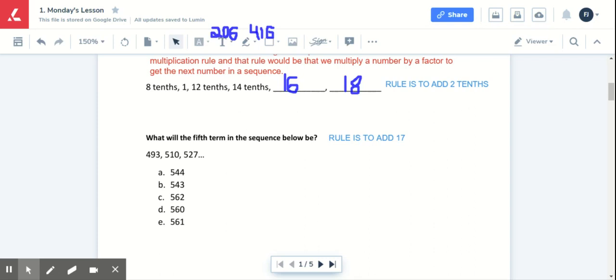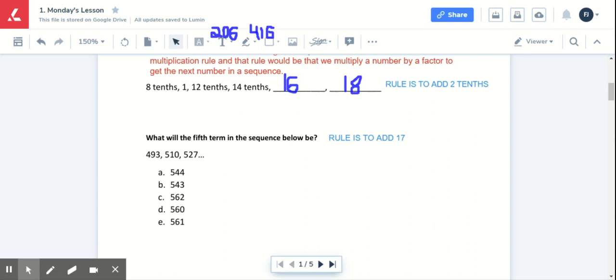So let's go back to our directions. It's asking what will the fifth term in the sequence below be? Now let's start by defining term. A term is a number in the sequence. So in this number pattern, our first term would be 493. Our second term would be 510, and our third term would be 527. So if we add 17 to 527, we would get 544, which would be our fourth term.